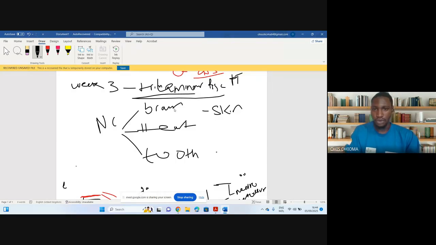So from here, you have the PNS ganglia, right? Here we have the skull bone, and then we have the Schwann cells, right? The Schwann cells. I don't know if that makes sense, guys. And then in the heart here, we have the aorticopulmonary septum.